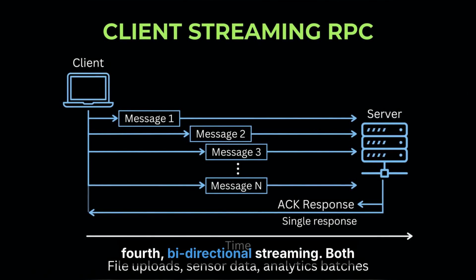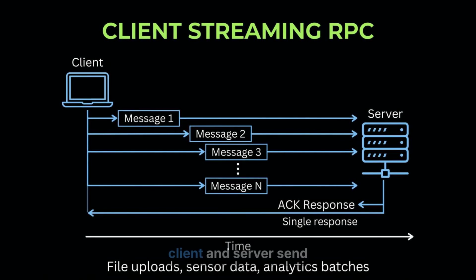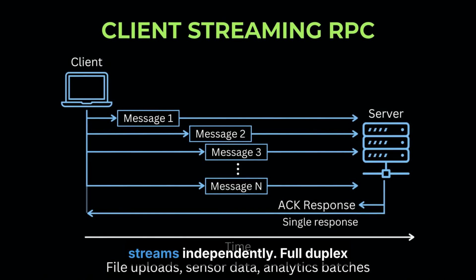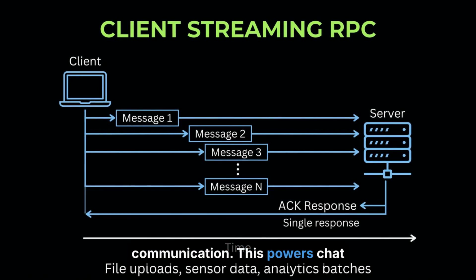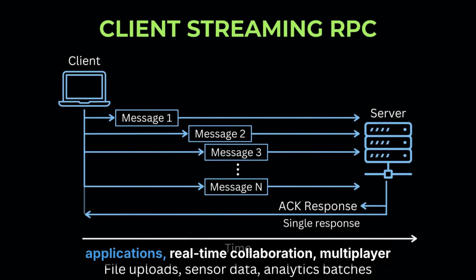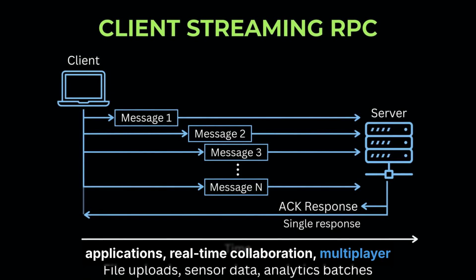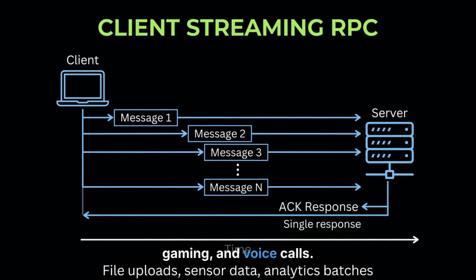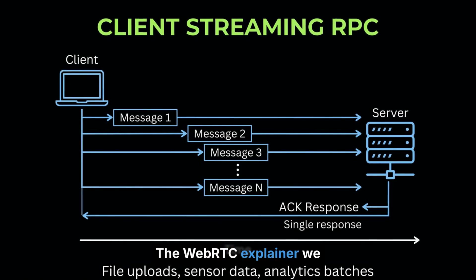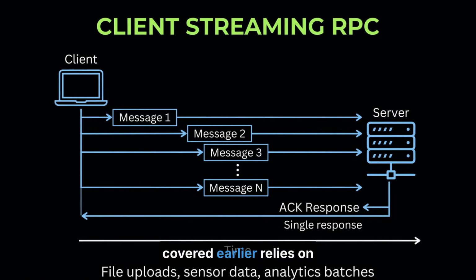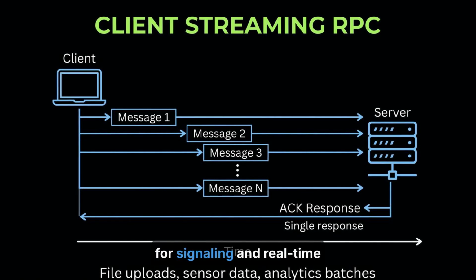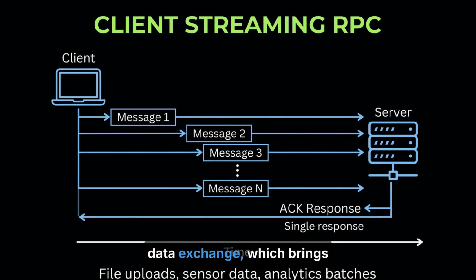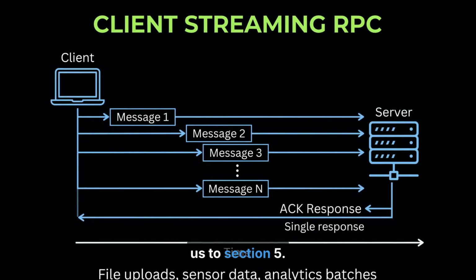And fourth, bidirectional streaming. Both client and server send streams independently. Full duplex communication. This powers chat applications, real-time collaboration, multiplayer gaming, and voice calls. The WebRTC explainer we covered earlier relies on this exact pattern, gRPC streams for signaling and real-time data exchange, which brings us to Section 5.